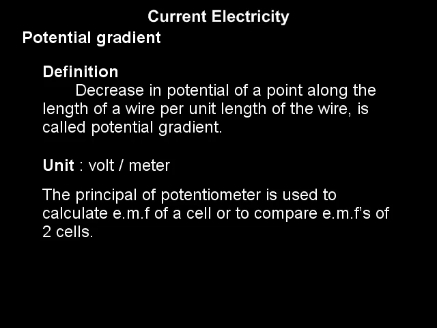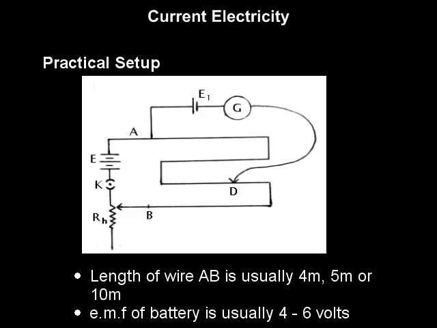The principle of potentiometer is used to calculate EMF of a cell or to compare EMFs of two cells. The practical setup of a potentiometer is different than the setup which we studied to study the principle. The practical setup is shown in the figure. A very long conducting wire, typically of length 4 meter, 5 meter or even 10 meter, is stretched on a wooden board over meter scale between A and B as shown in the figure.